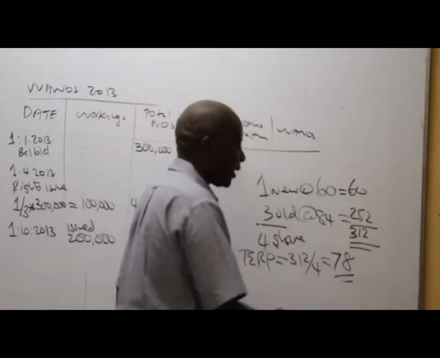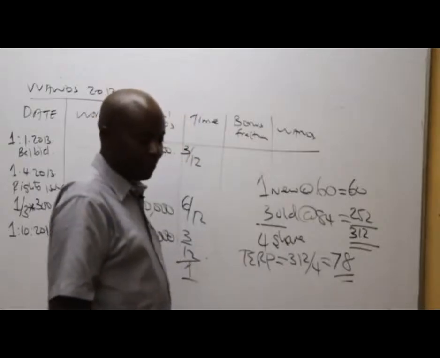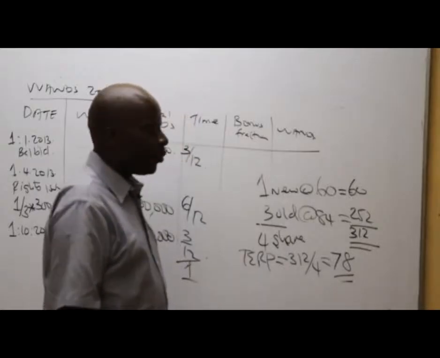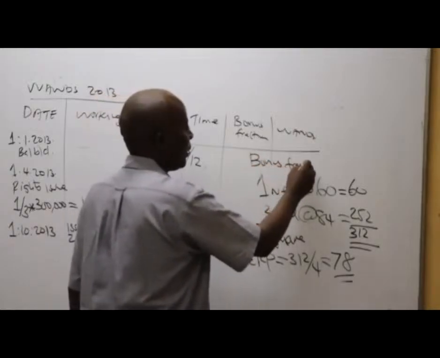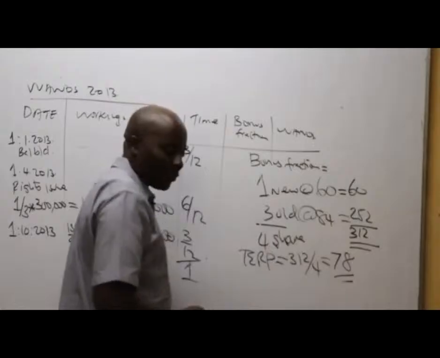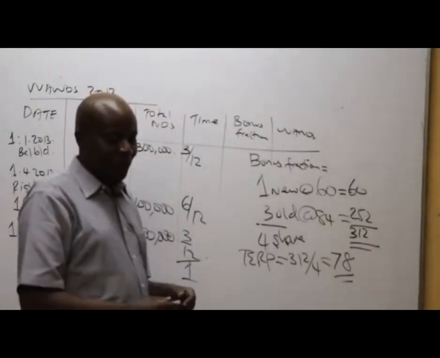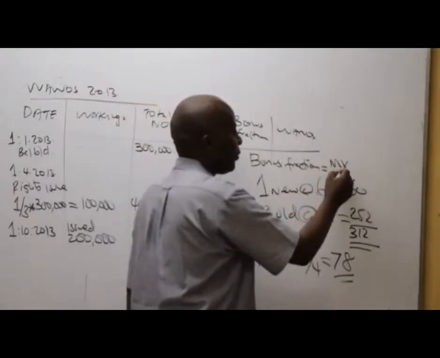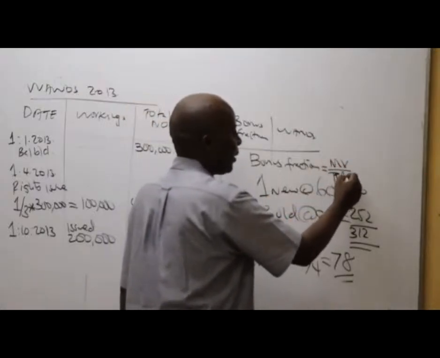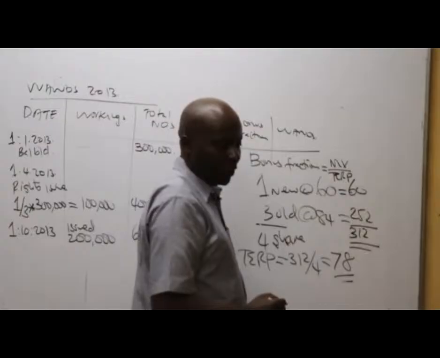So this is 78 like that. Then what is the bonus fraction? Let me see. What is the bonus fraction? I'll take the market value over the TERP. Market value all over the TERP. Nimeona mmoja amechukua opposite.